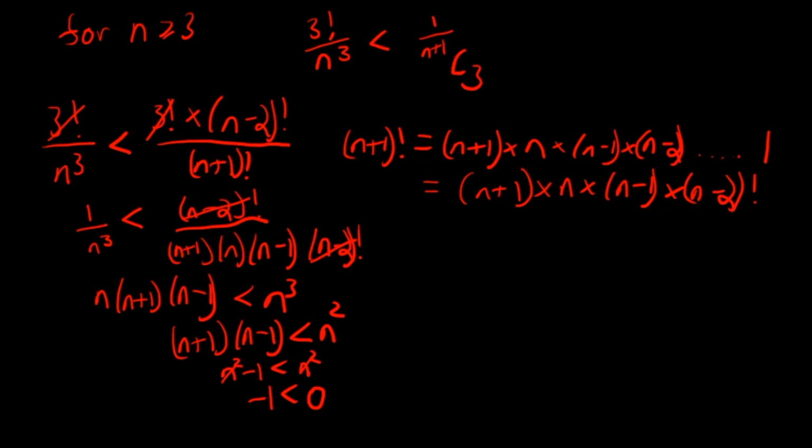And so the inequality that we started with, which is 3 factorial over n cubed is less than 1 over (n plus 1) choose 3, must also always be true for n greater than or equal to 3.